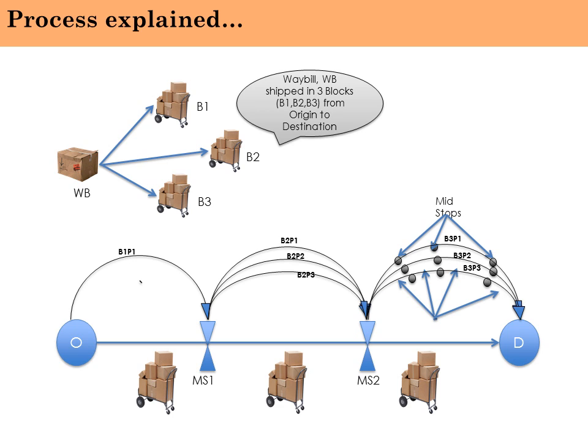Hence, to summarize, waybill WB is shipped from origin O to destination D in three blocks. Each block has choices of block paths to choose from and sequences of trains to be assigned. The decision is taken based on the arrival and departure times of blocks and trains.